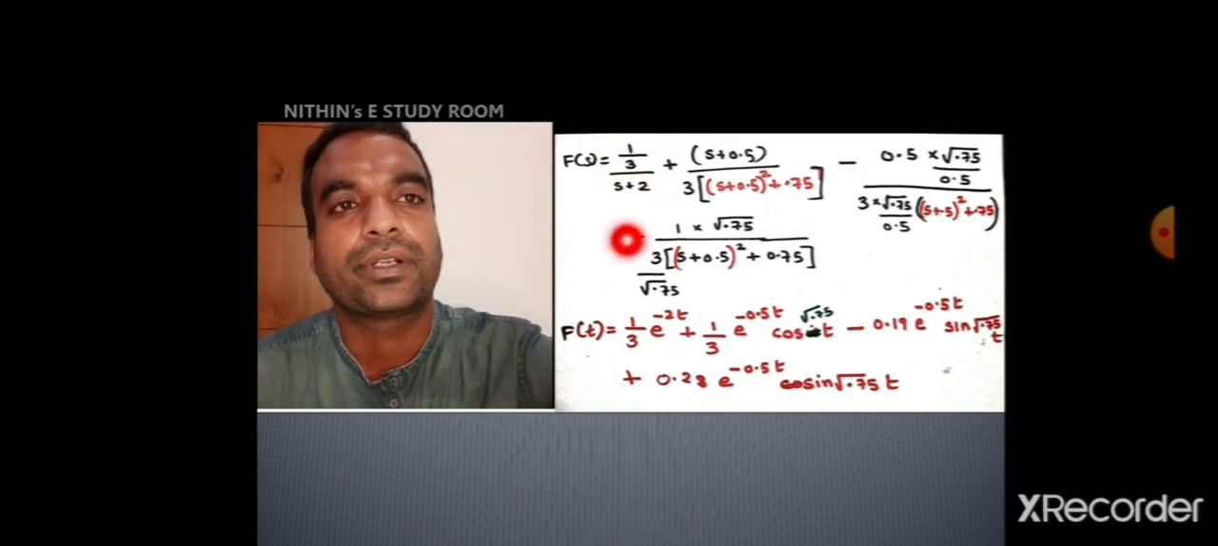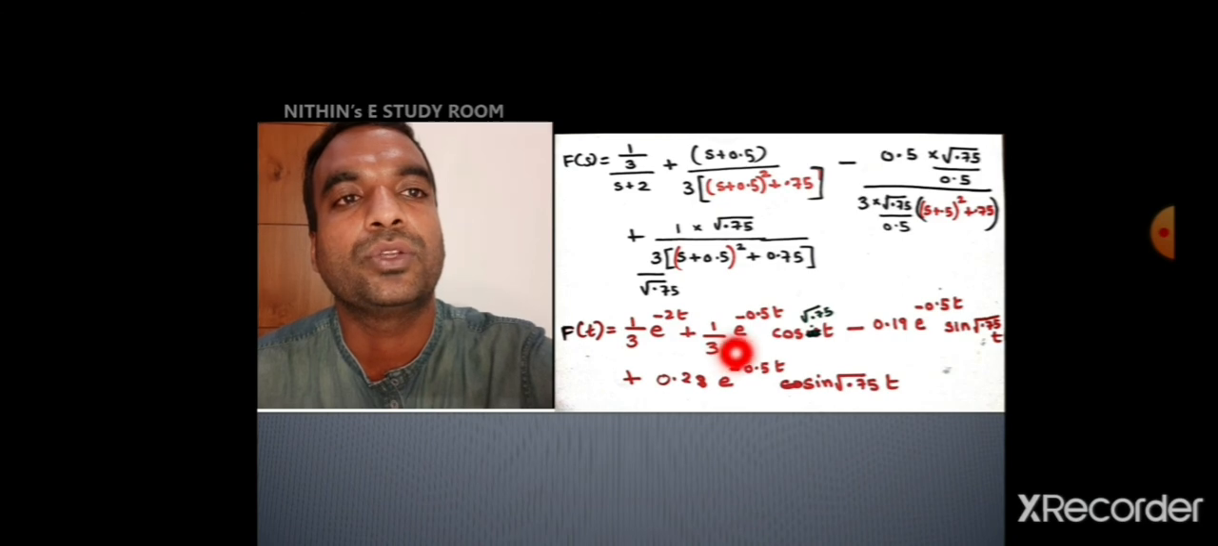1 by 3 into e raised to minus 2t. And for this, it is basically 1 by 3 into the cos term, s by s square plus omega square. Cos term with the shifting of 0.5, so I have to account for that shifting. 1 by 3 into e raised to minus 0.5t, shifting is here, into cos omega t. Omega is root 0.75, into cos root 0.75 t.